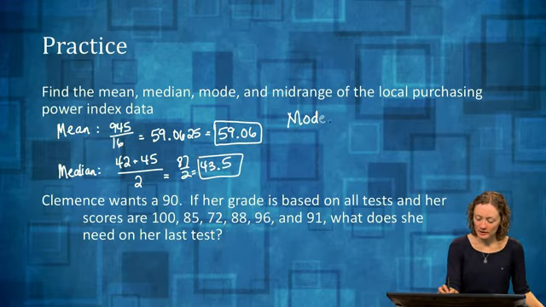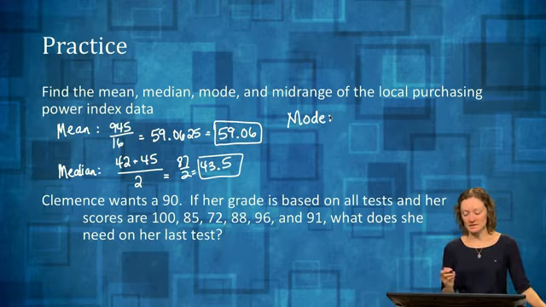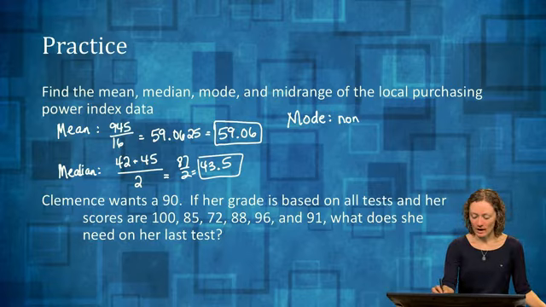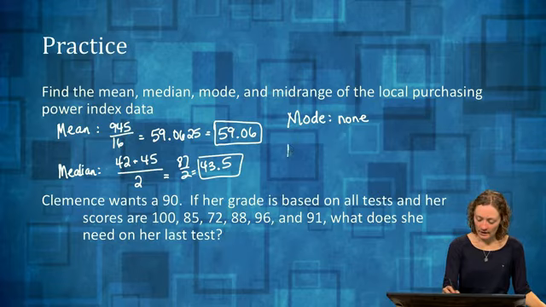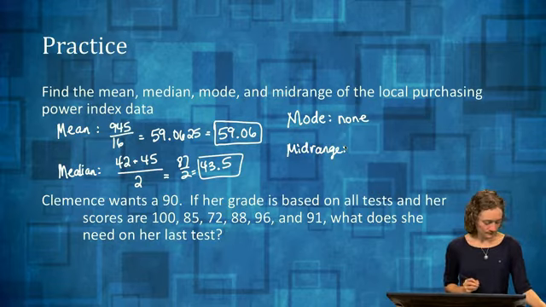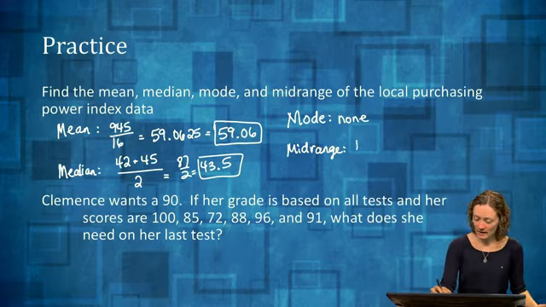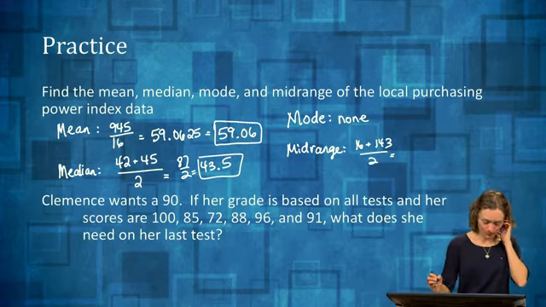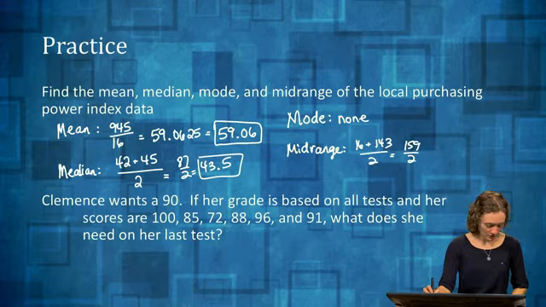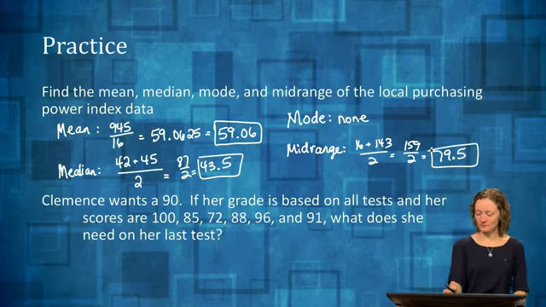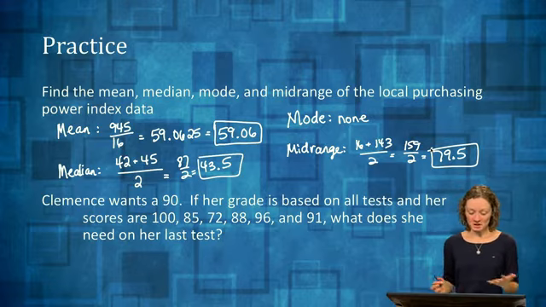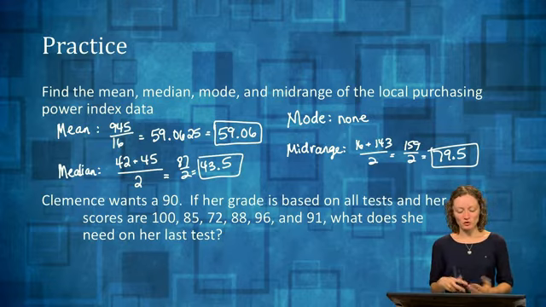Then our mode. This is the data piece showing up the most frequently. Every data piece is different here, so we don't have one. And then mid-range. Mid-range, it's the extremes, the highest and the lowest data point added together. So 16 and 143 divided by 2. 159 over 2. 79.5.